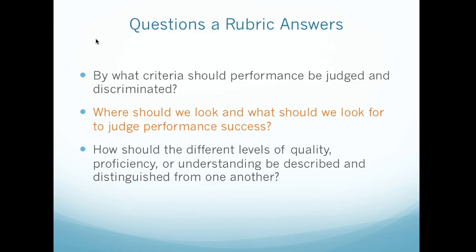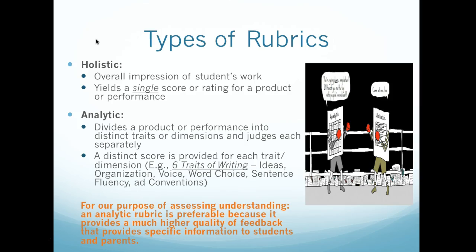So a rubric answers these questions. By what criteria should a performance be judged and discriminated? Where should we look and what should we look for to judge performance success? And how should the different levels of quality, proficiency, and understanding be described and distinguished from one another? And that's probably the hardest thing, is to distinguish each category from one another. And that's why you don't want to have too many categories.